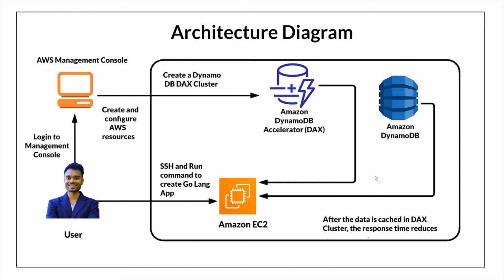So we'll be implementing this architecture diagram end to end. What we will do here is execute GetItem, query and scan commands, and we will note the time taken for just DynamoDB. Then we'll repeat the same GetItem, query and scan commands using DynamoDB Accelerator, and note how the response time reduces using DynamoDB Accelerator versus without using it for DynamoDB.